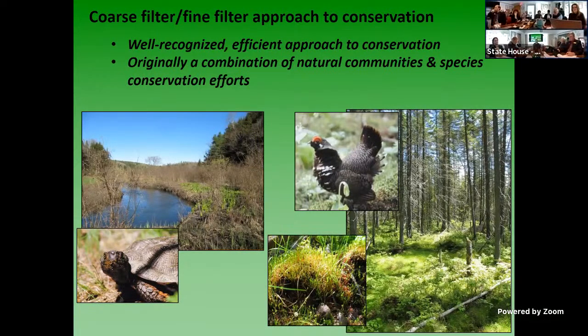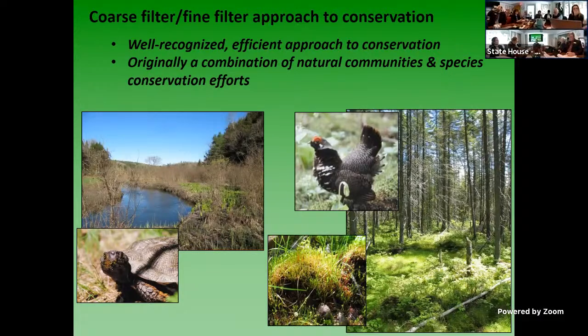It's not new, this awareness of the uncertainty and the unknowns of biological diversity and conservation. And scientists have for a long time used what's called the coarse filter, fine filter approach to conservation, where you can't focus on 40,000 species each individually. We can do that for species like moose and bear, brook trout, wood turtles, but we can't do it for all of those 40,000 species.